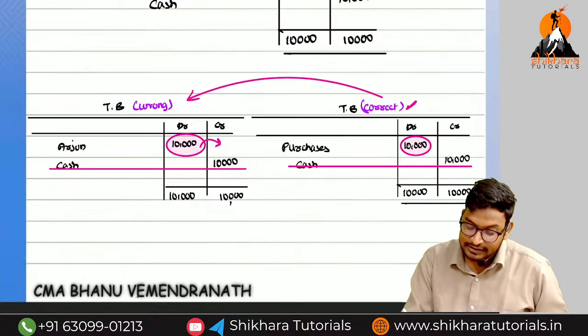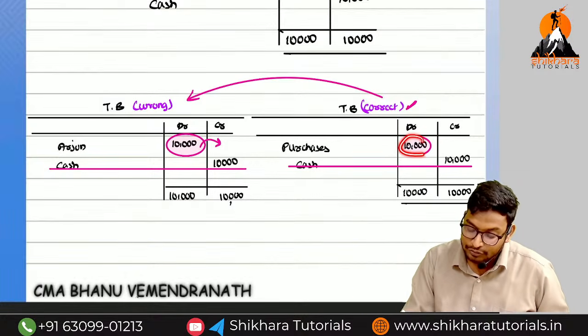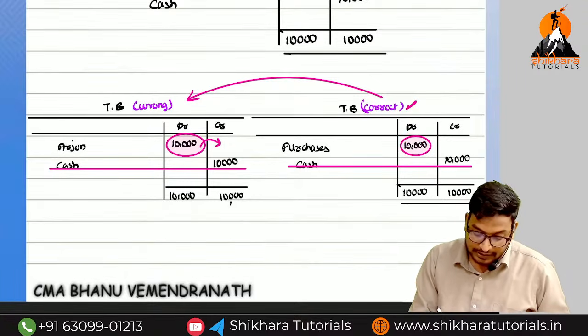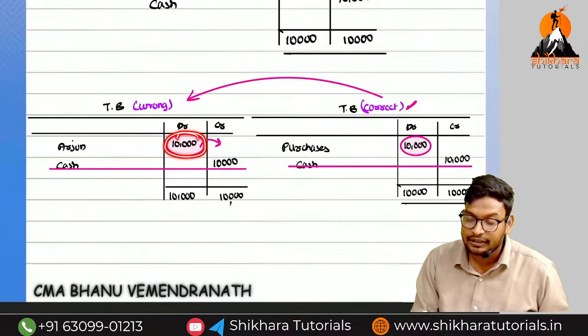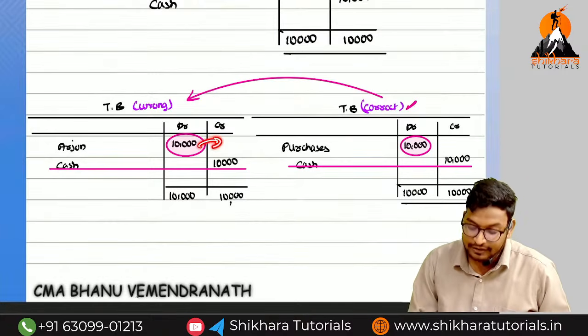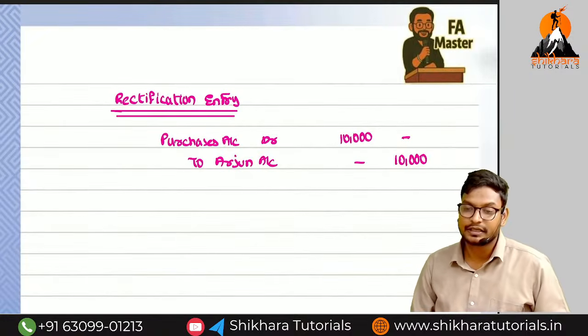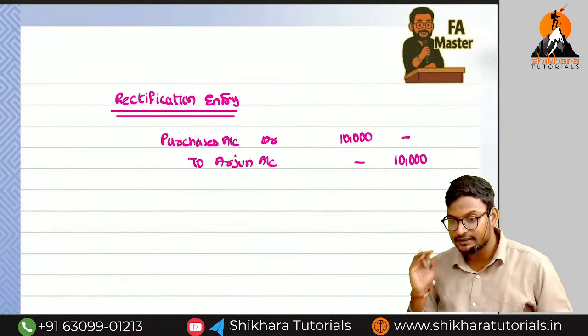So here purchase should be on the debit side, so keep it on the debit side itself. But Arjun should not be recorded, yet you have recorded it. For that reason, what do you need to do? You need to reduce and transfer to which side? Credit side. That's all. What is the entry? Purchase account debited to Arjun account. So this is the process.